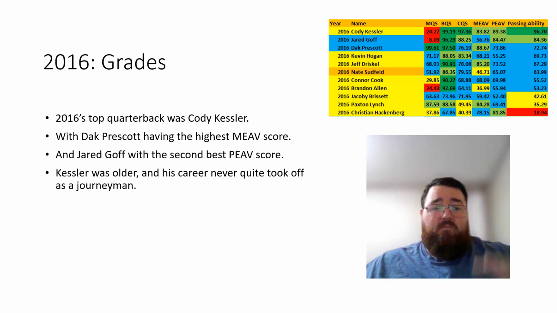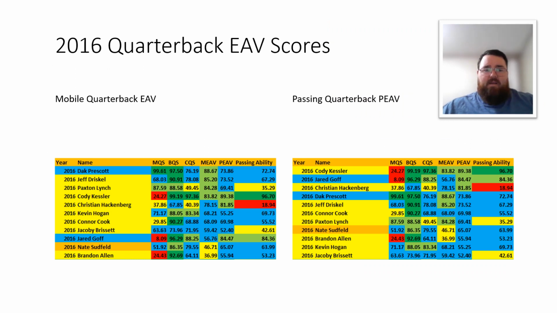You know, moving on to 2016. 2016's top quarterback was Cody Kessler. Dak Prescott had the highest MEAV score though, and then Jared Goff had the second best PEAV score behind Cody Kessler. Kessler was older and his career never quite took off as a journeyman, which is true. Looking at the 2016 MEAV score, as you can clearly see, Dak Prescott was the top mobile quarterback in this particular draft class, and of course he went on to become a decent quarterback for the Dallas Cowboys.